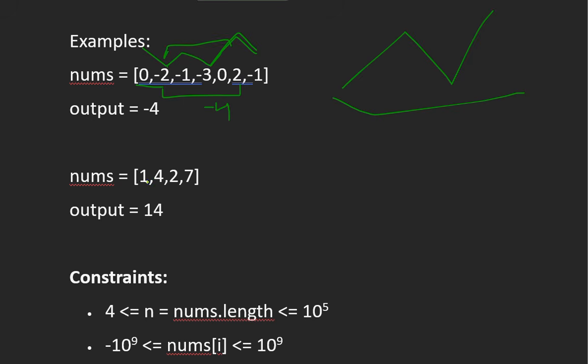Now let's see this one. So 1 to 4, 4 to 2, and then 2 to 7, only one trionic subarray, so we'll be taking the sum of that, that will be 14.